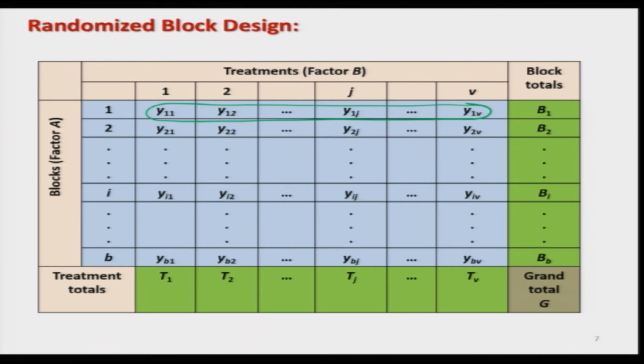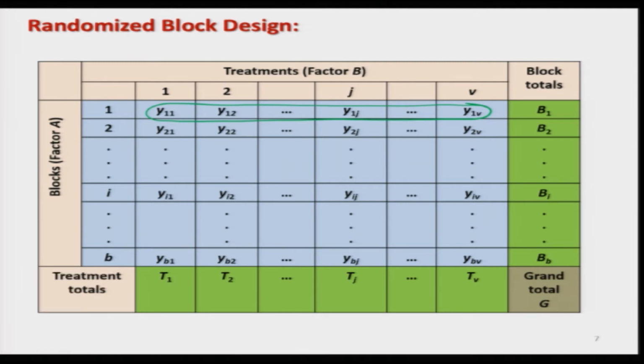So when you are trying to do it at random, that means the probability of selection of every experimental unit which can be given a treatment will always remain the same. So this is how we are trying to apply the principle of randomization. Now what about the principle of replication?